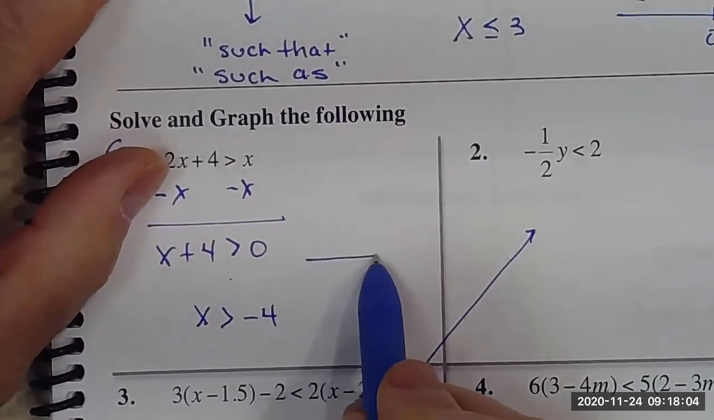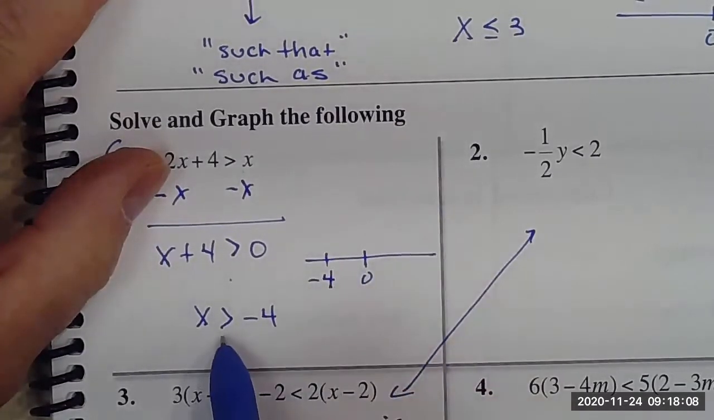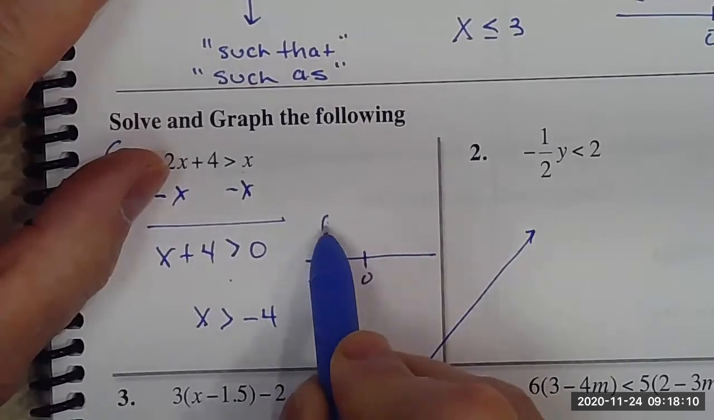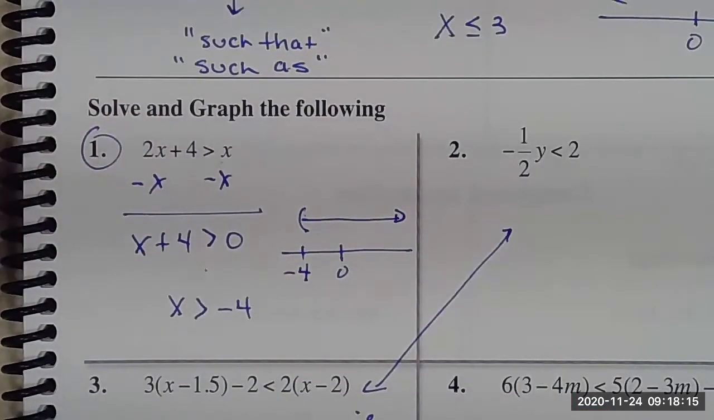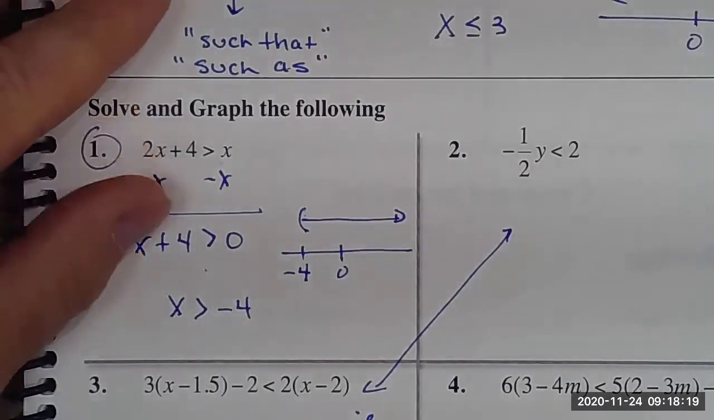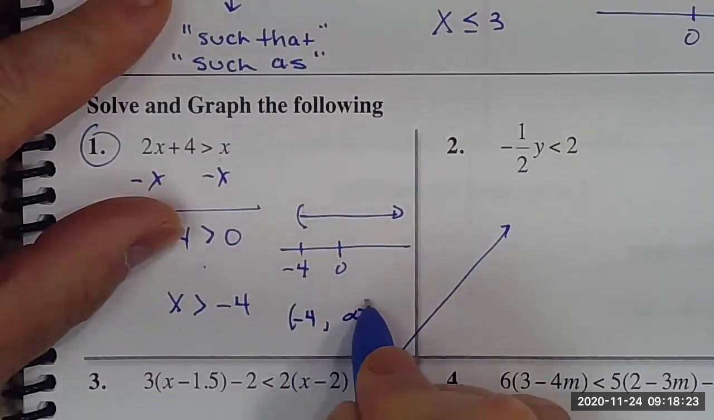And then what you do is the graph first, is what I suggest. Negative 4 is over here. Bigger than, parenthesis, goes to the right. I'm just going to do interval notation from now on, not the set builder. Interval notation for here would be parenthesis, line it up, negative 4, comma, all the way to infinity.